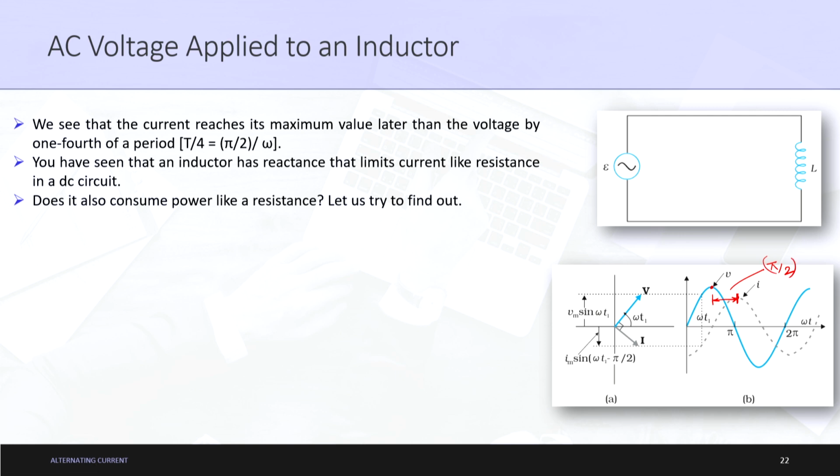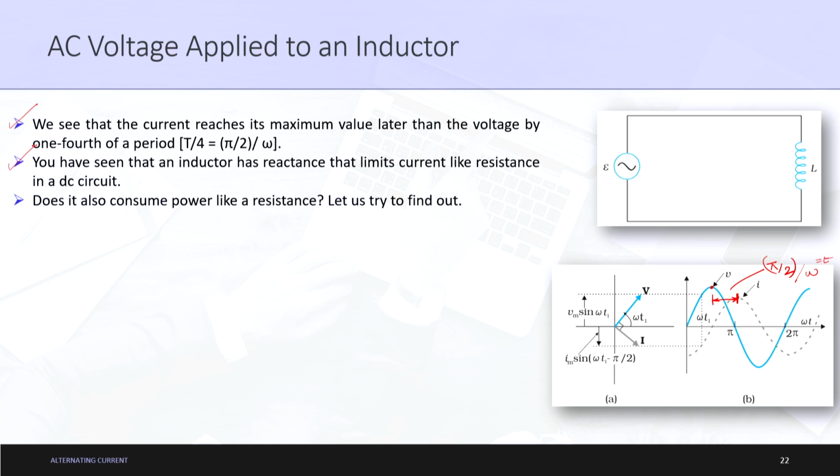So, we see that the current reaches its maximum value later than the voltage by 1/4 of the period, that is pi by 2 by omega. It is in terms of omega t, so it will be pi by 2 by omega here. Basically it was the time required, we are trying in terms of time.